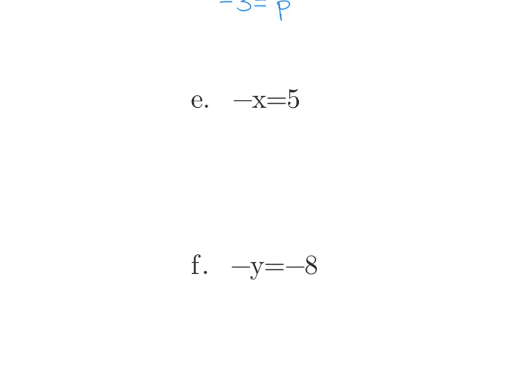All right, example E. This one, we want to get x by itself, so I want to get rid of the minus in front. And remember that if there's no number written there, it is implied to be a negative 1. So what we have here is negative 1x equals 5. To get rid of the coefficient negative 1, we're going to divide both sides by negative 1, and we get x equals negative 5.